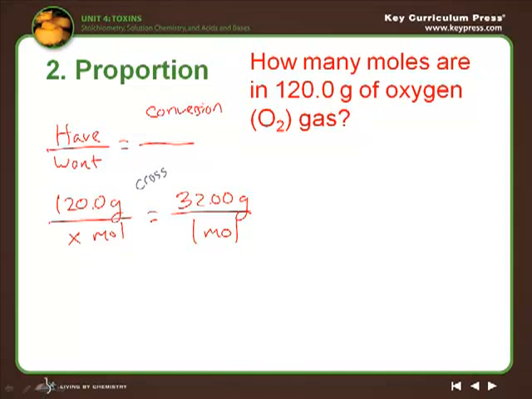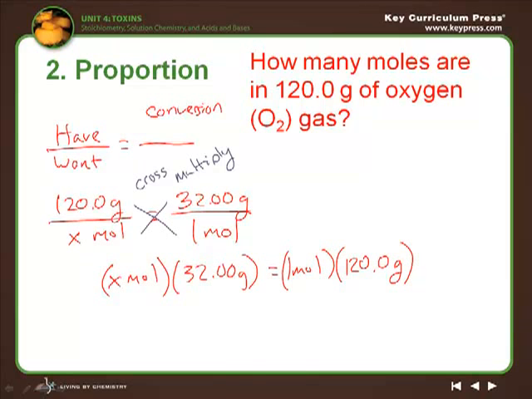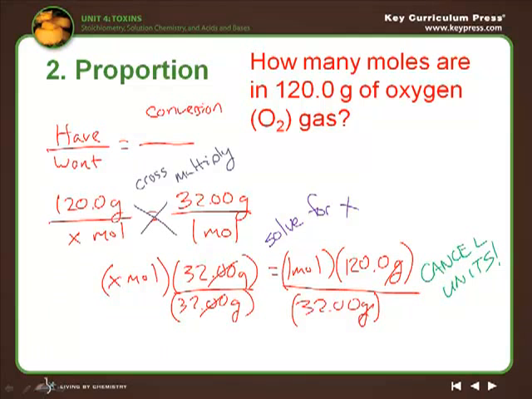Then to solve this, cross multiply. 32 times x equals 1 times 120. Solve for x. Divide both sides by what? By 32. Then we cancel out the units and cancel out anything that is the same. X equals 120 over 32, which is going to be 3.75 moles. So there are 3.75 moles in 120 grams.